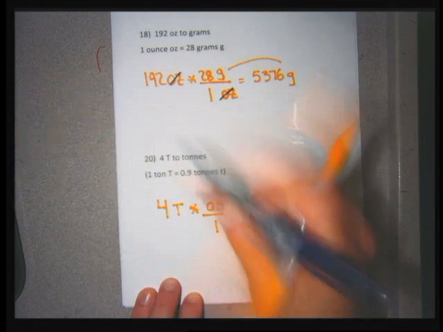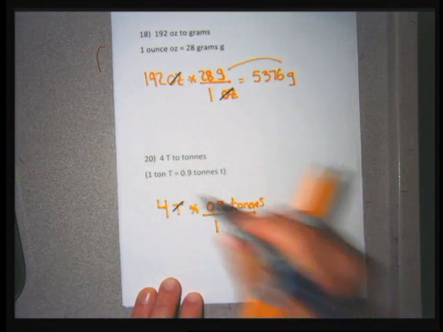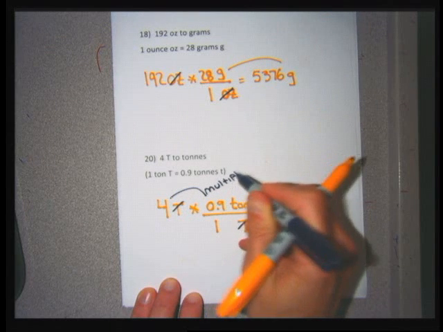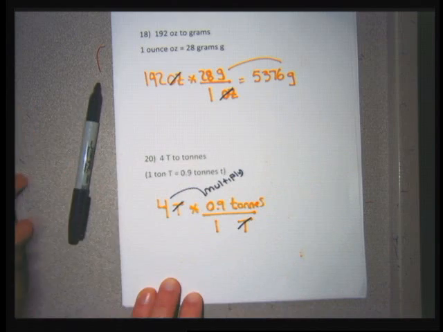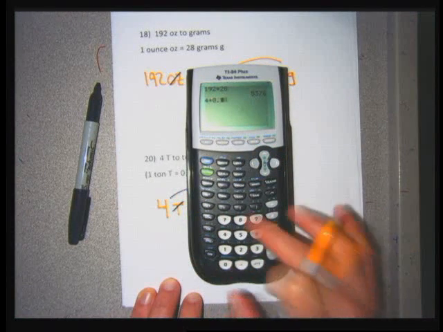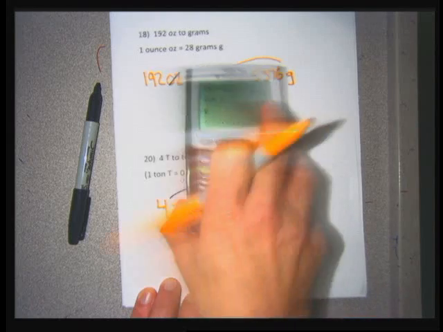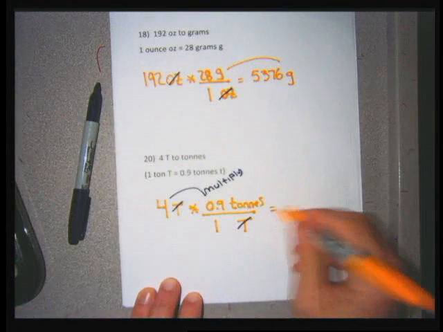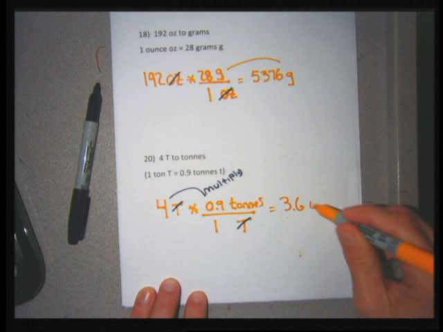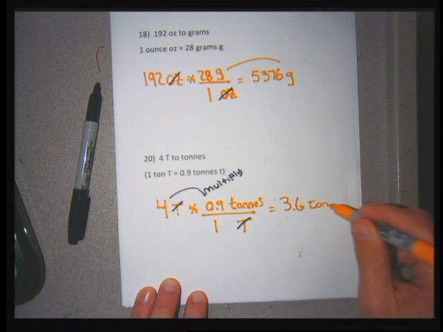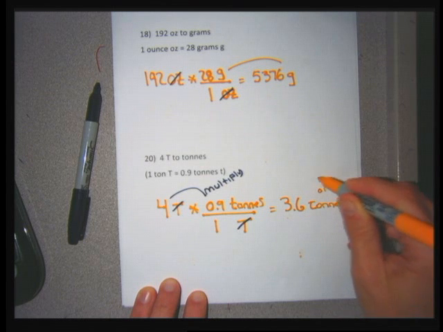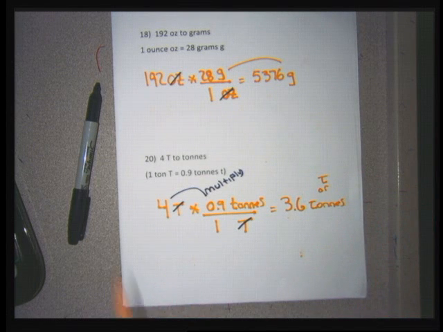I cancel my units. Tons cancel with tons. And this is a multiplying problem because the 0.9 was in the numerator. If the 0.9 was in the denominator, it'd be a dividing problem. I'm just going to go 4 times 0.9, and I get 3.6. So the number that needs to be my answer is a 3.6. And then I can write the tons, or if I want to, apparently the small t is the appropriate abbreviation for that.